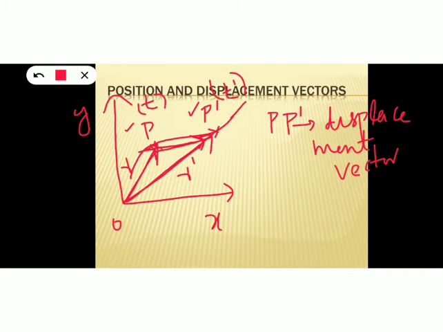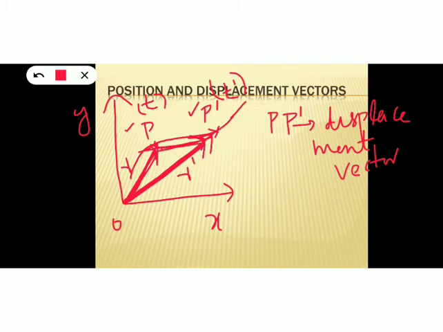How will you find out the magnitude of this vector? The length of this vector itself represents the magnitude of the vector. So here this is the length of vector OP dash, and this length itself will be the magnitude of position vector OP dash. Here R dash is the length of vector OP dash.